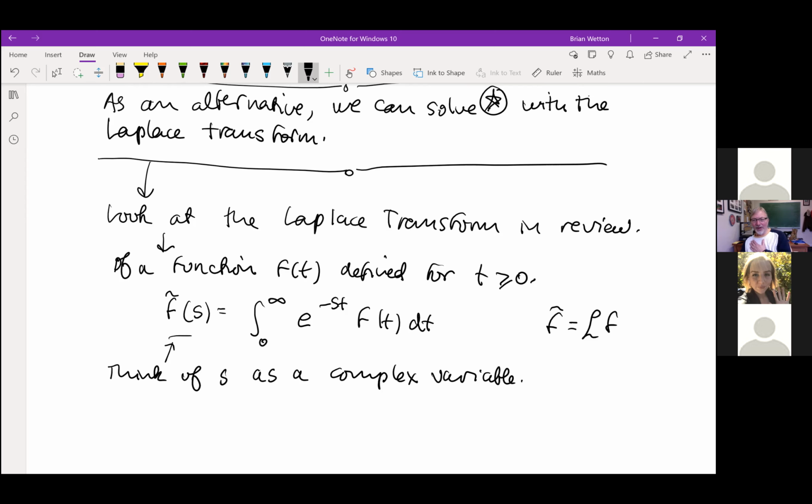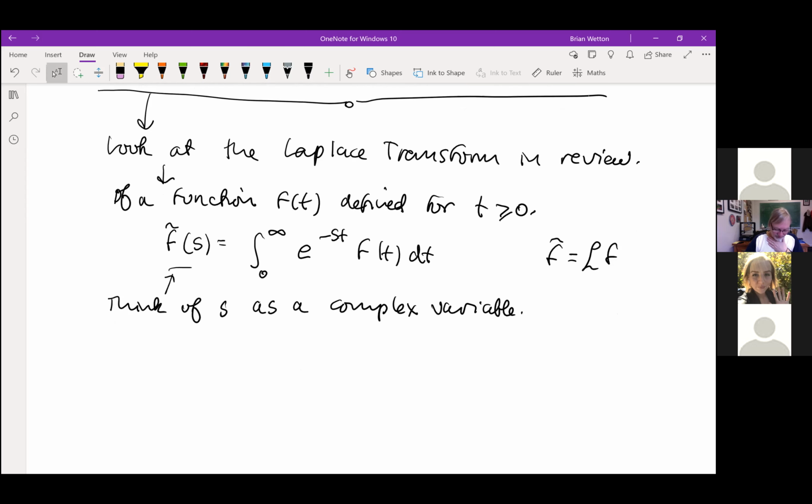I've said this before on other review material I've done. Of course, I apologize to all of the students for whom the Laplace transform is their dear friend, right? And they don't need this review. But I'm almost sure that's not true of everyone in the class, and so this is for the rest of the students.